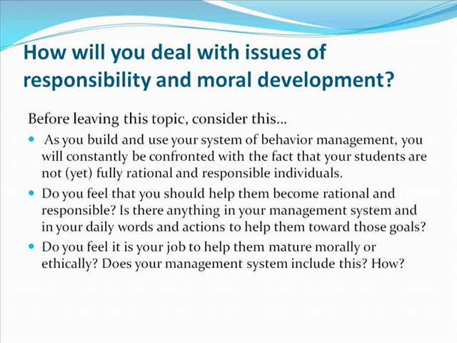As a final note on this topic of behavior management, consider your views and your expectations regarding the moral or ethical development of young people. Is it important to you? Do you feel that it's part of your unwritten job description? How does your set of management techniques that you've put together contribute to your students' growth as ethical and responsible citizens?